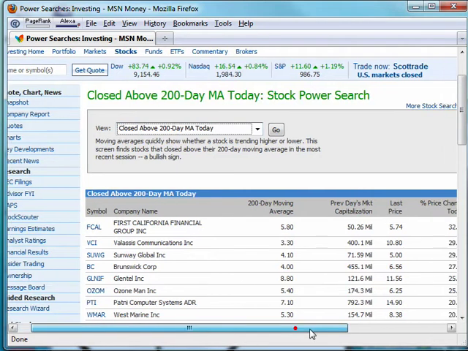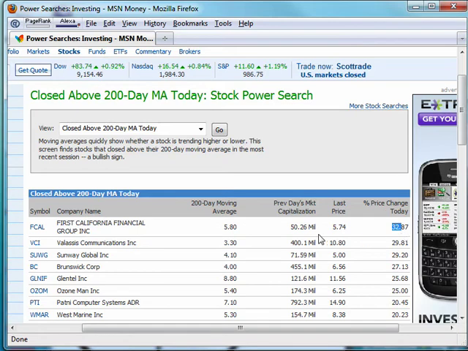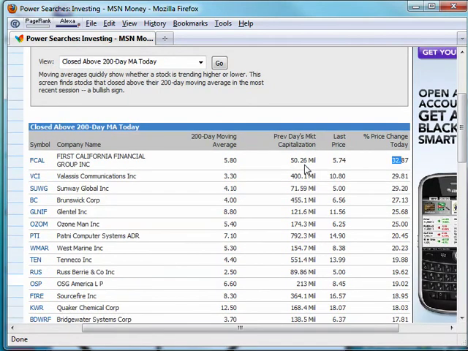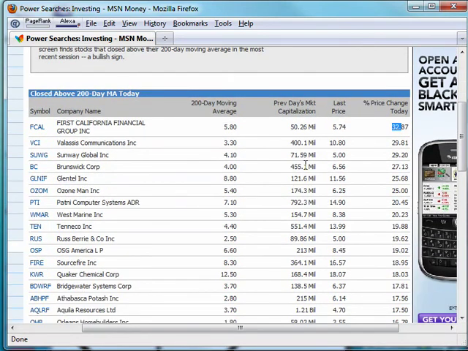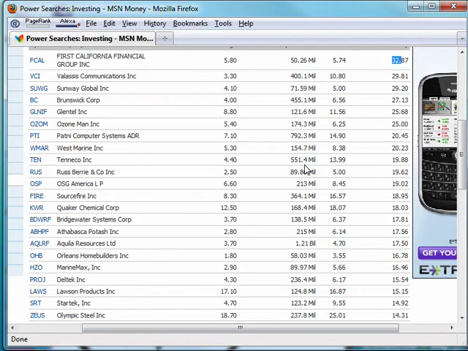When you run the screen, this is what you get. You get the symbol, the name of the company, the 200-day moving average, the closing price, the percent change today, and the market cap. I'm not sure why they chose some of these columns for a technical screen, but that's what they did. I'm going to find a stock that is above $10, because I prefer to trade stocks above $10, that closed above its 200-day moving average. So let's take a look at this.